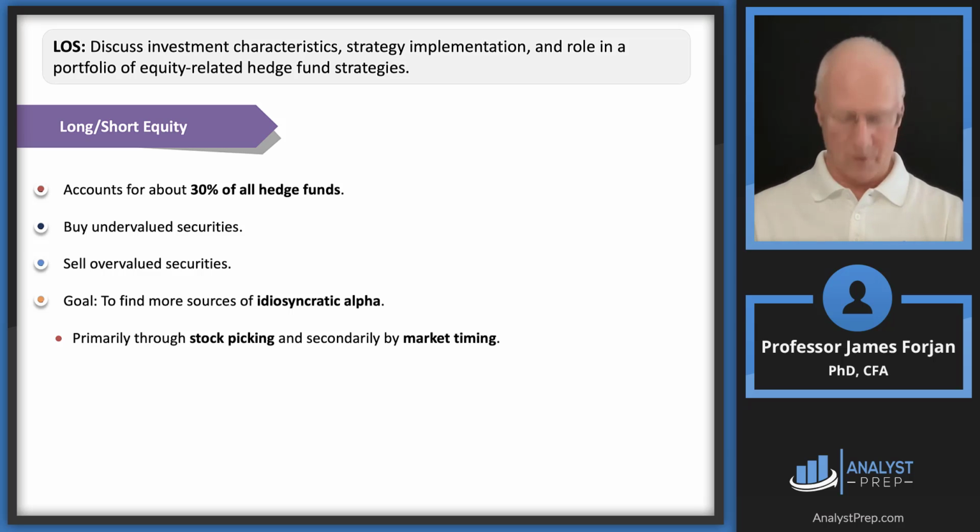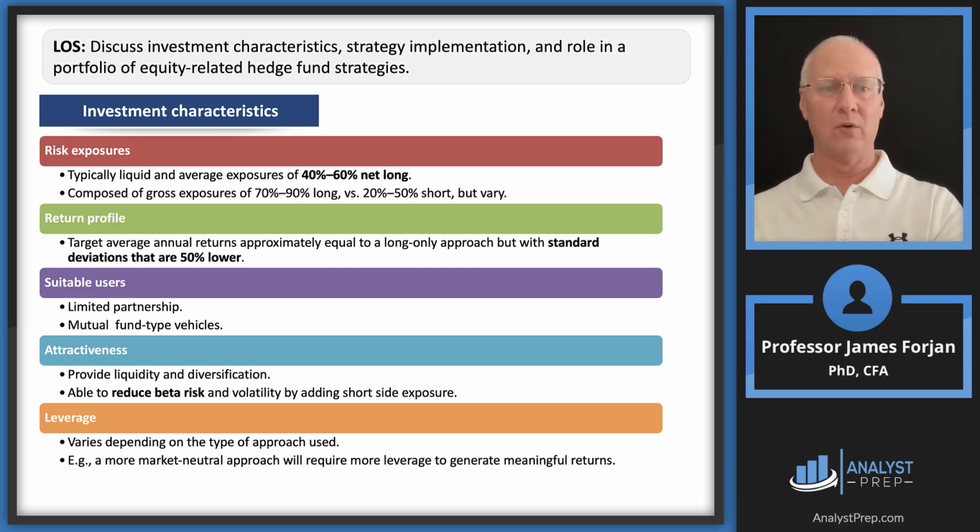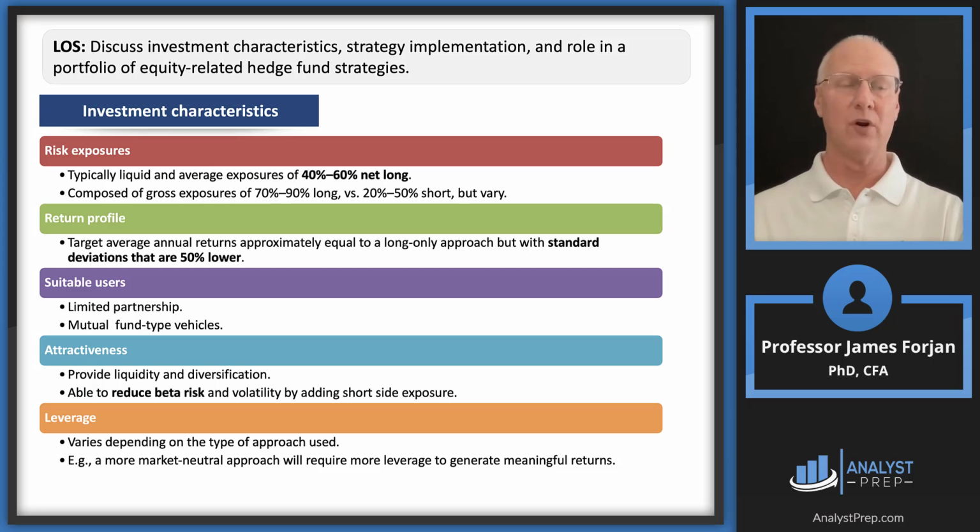Stock picking and market timing. So that should make perfect sense. So here we go. Investment characteristics, net long 40 to 60%, return profile. Here we go. Total returns are about the same as long only, but the standard deviations are lower. Man, that sounds like a super exciting exam question.